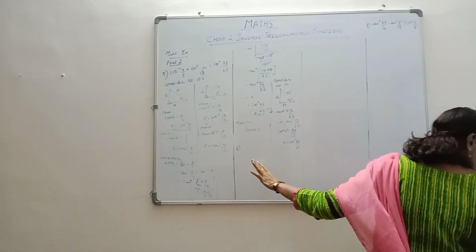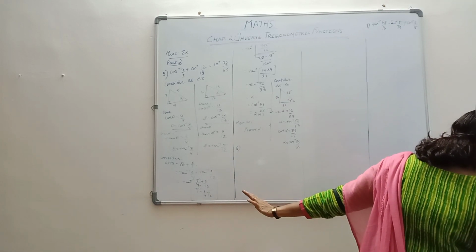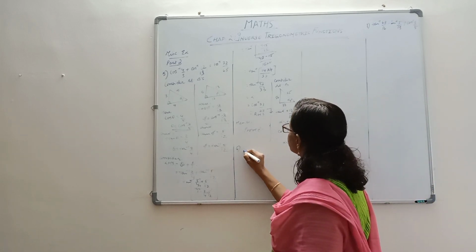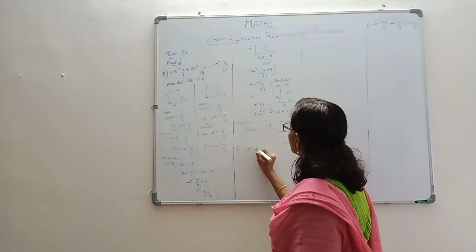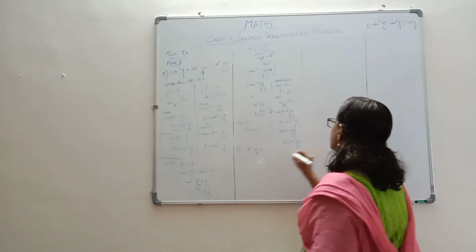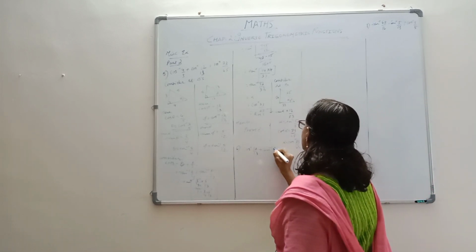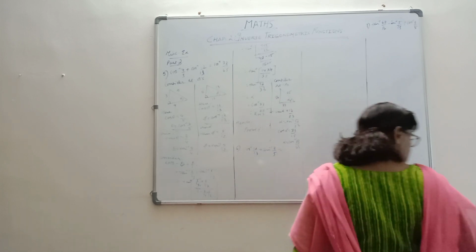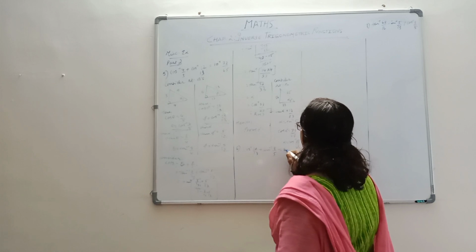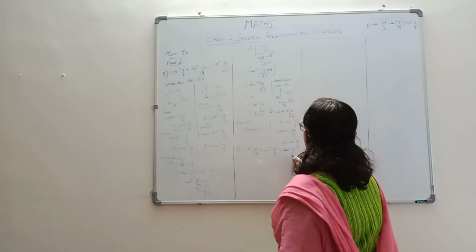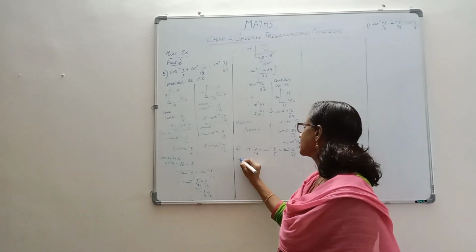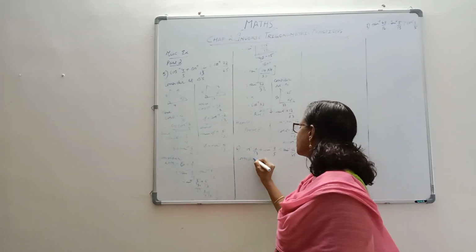Now the next one is going to be absolutely along these lines, so it's going to be a little easy for us to do. Cos inverse of 12 by 13 plus sin inverse of 3 by 5 is equal to sin inverse of 56 by 65. Again 3 triangles will be required, so right away we can consider right triangles.